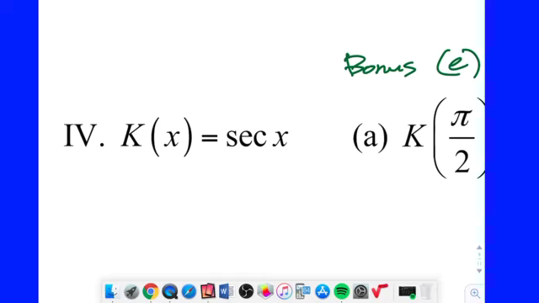What does the graph of secant look like? Unit circle.